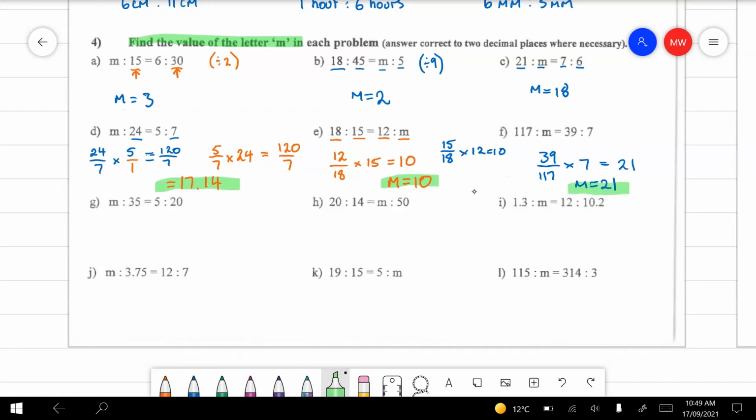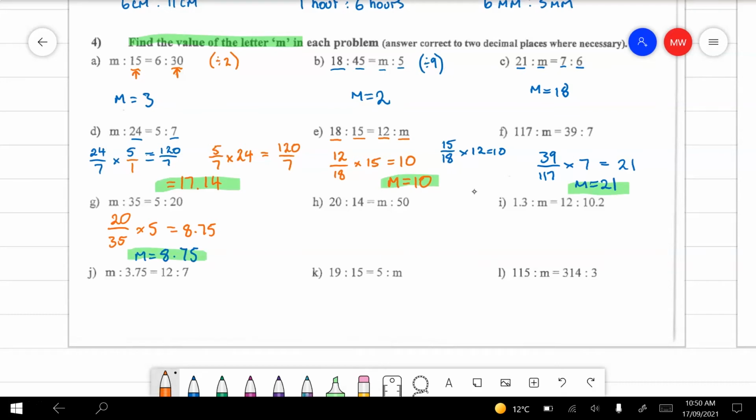Let's have a look at the next one. How did I turn 20 into 35? Great question. So we're going to go 20 over 35, and I'm going to multiply that by 5, and that will give me what M is. So that's going to give me 8.75. So I know here that M is 8.75 as my final answer. Now I've crossed it out.